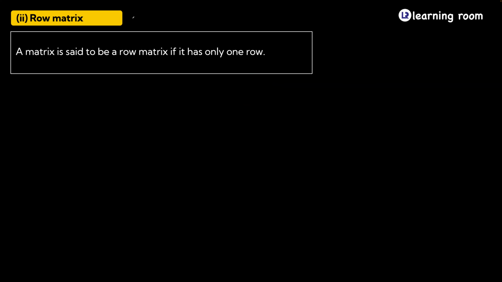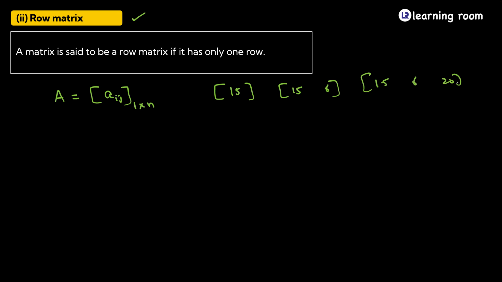The next is a row matrix. As the name suggests, if a matrix has only one row, you call it a row matrix. If I take the matrix A, it should have elements Aij of order 1 cross n. One such example is 15, 6, 20, like this. It can be anything. It should have only one row, but multiple columns are allowed. We can't say anything about the columns, but there should only be one row.